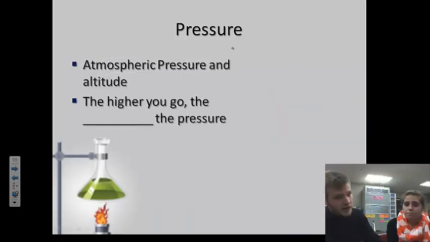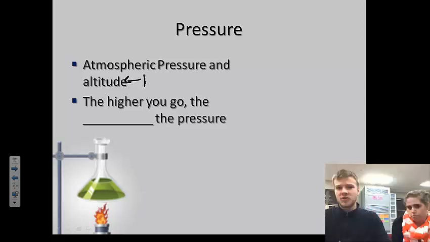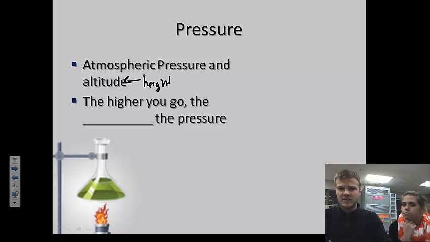How does this pressure change? Well, it changes with altitude. Altitude would be how high you go. So we can just say height. That's the same thing too.